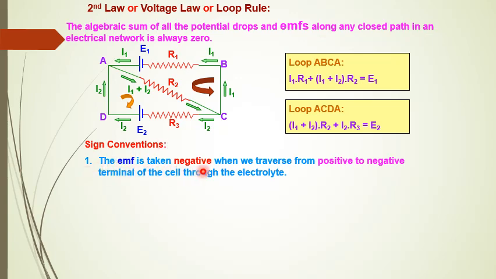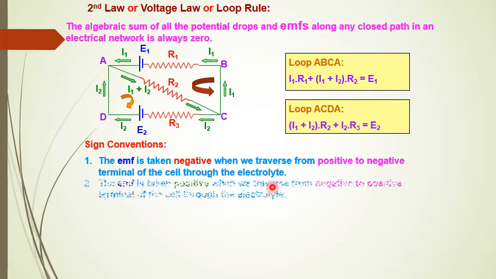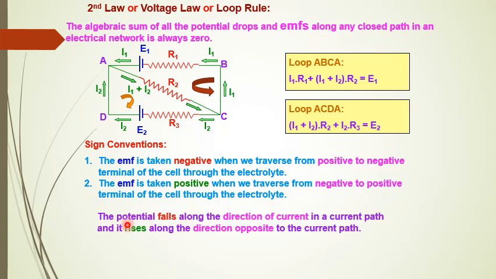Sign conventions. The EMF is taken negative when we traverse from positive to negative terminal of the cell through the electrolyte. The EMF is taken positive when we traverse from negative to positive terminal of the cell through the electrolyte. The potential falls along the direction of current in a current path and it rises along the direction opposite to the current path.